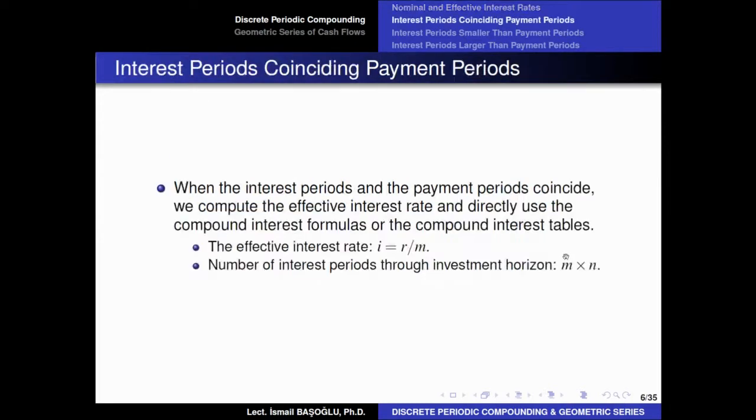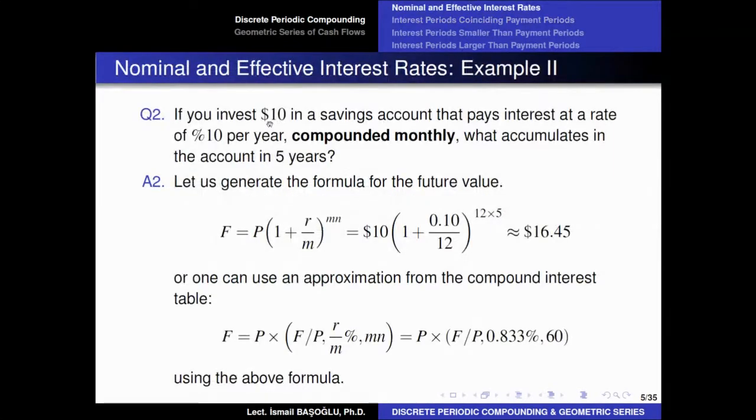$16.45. Now, as we have said at the beginning of the lecture, we are going to study 3 different types of problems, and in the first type of problem, we will assume that the interest periods coincide with the payment periods. Actually, in the previous 2 questions that we have solved so far, this was just the case. So you see, we have a single payment at the beginning, and we are looking for the future value at the end.